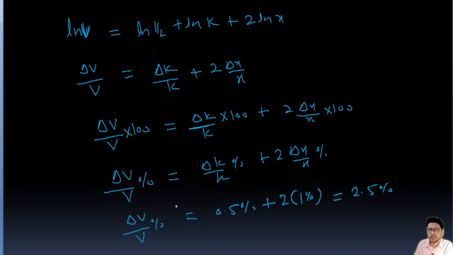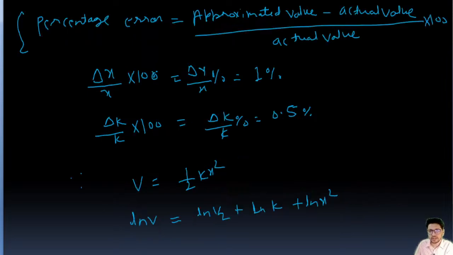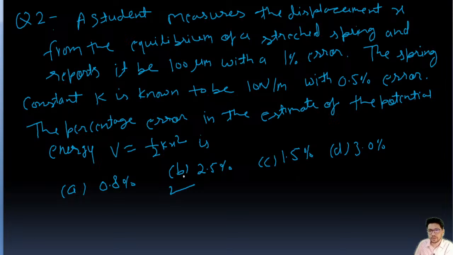So this is the percentage error in the estimate of potential energy, and potential energy is this. 2.5 is the answer. So which option is matching? This one. This is how we solve it. 2.5 means option B is the correct option.